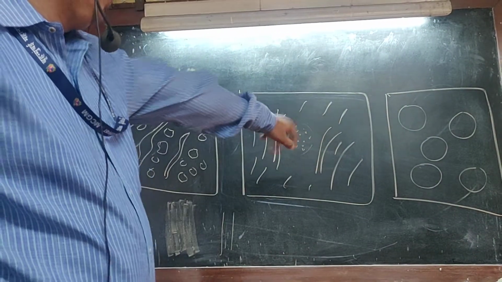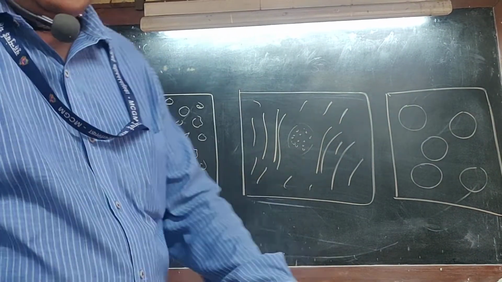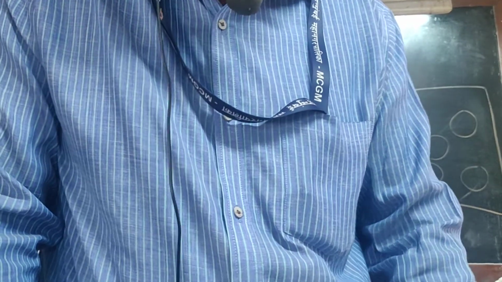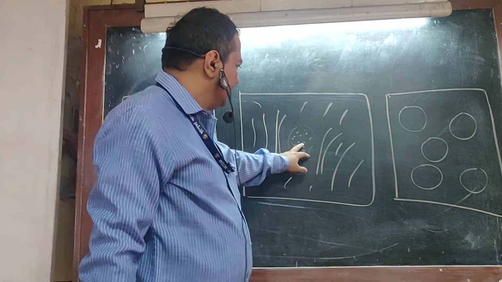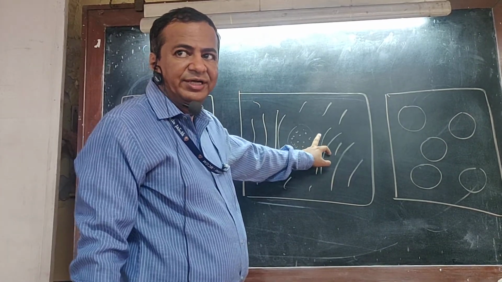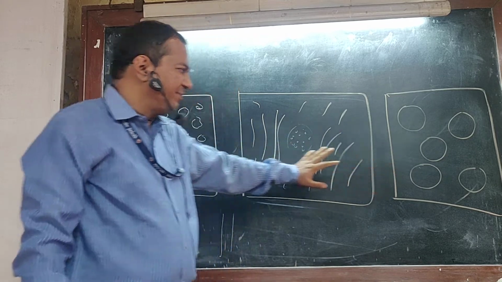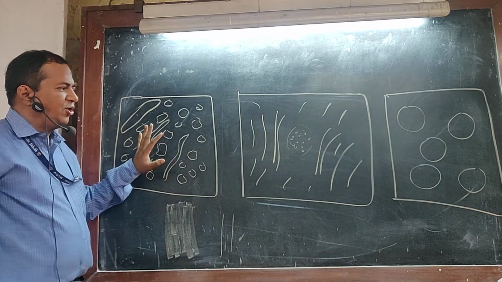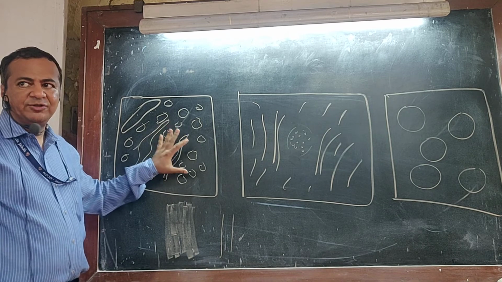Simple cuboidal epithelium in case of this. Okay. And in case of non-lactating gland, these are just ducts, not even alveoli. Alveoli are not yet developed. Okay. So these are some accessory organs of reproduction which are also there.